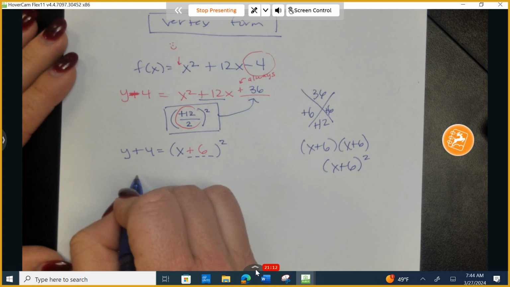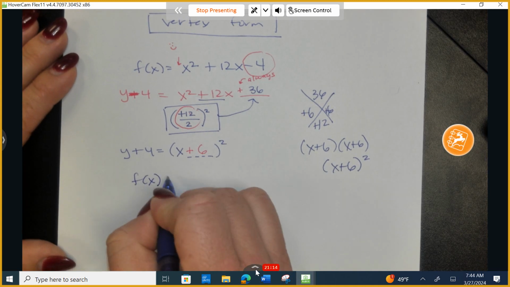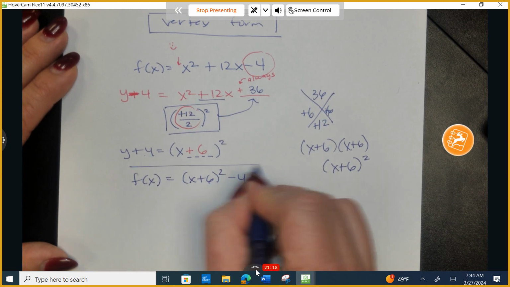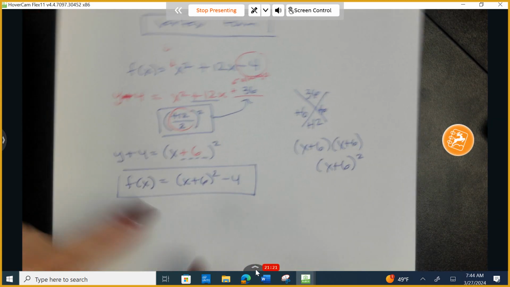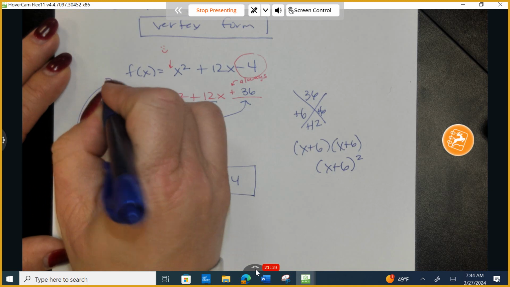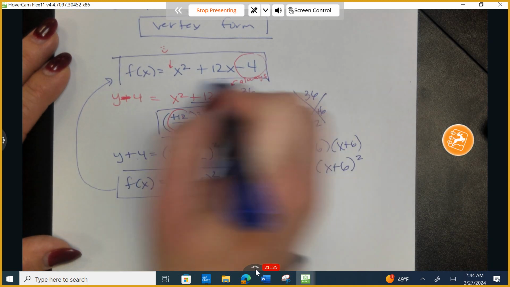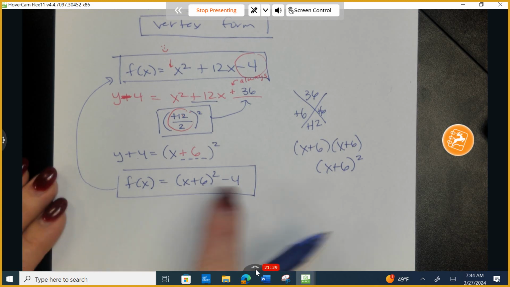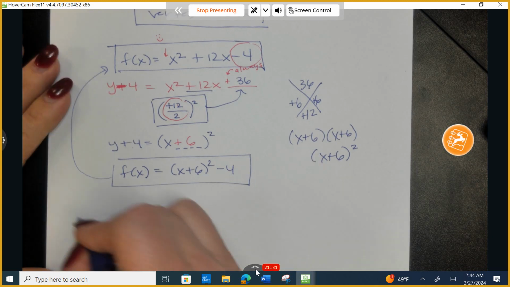Remember, this problem was really an f of x. So f of x is the same as y. I have x plus 6 quantity squared. When the 4 moves back over, it's negative 4. If you graph this on your graphing calculator, which I've asked you not to take out, and your partner graphed this, they're the exact same functions, just in different forms. This is vertex form. This is vertex form.